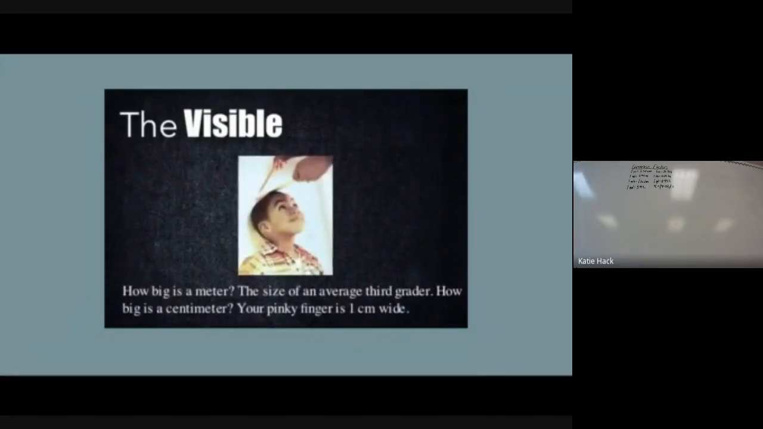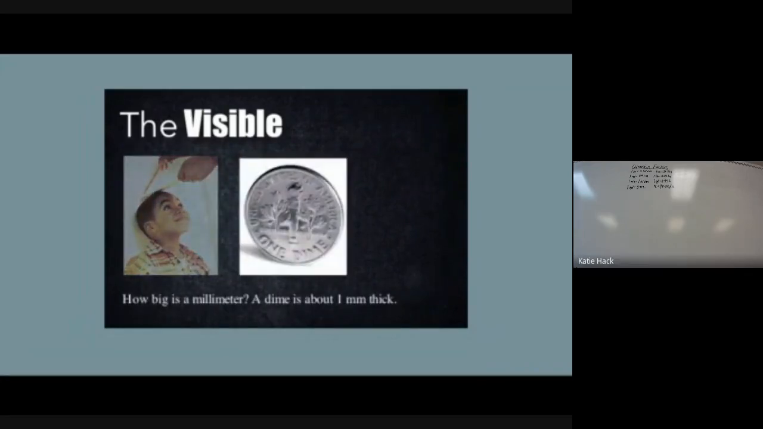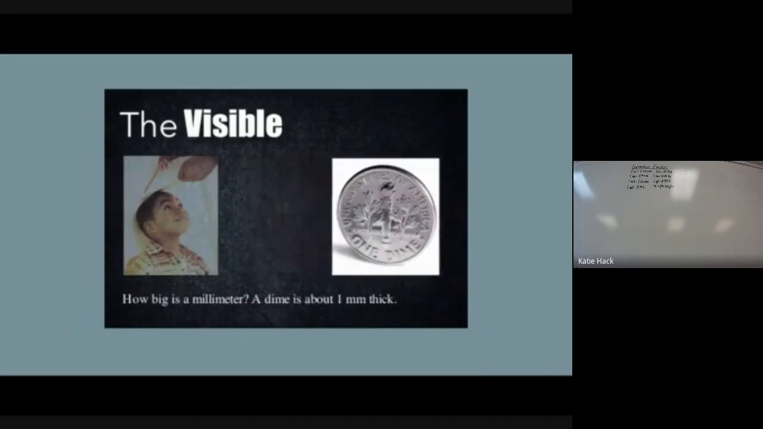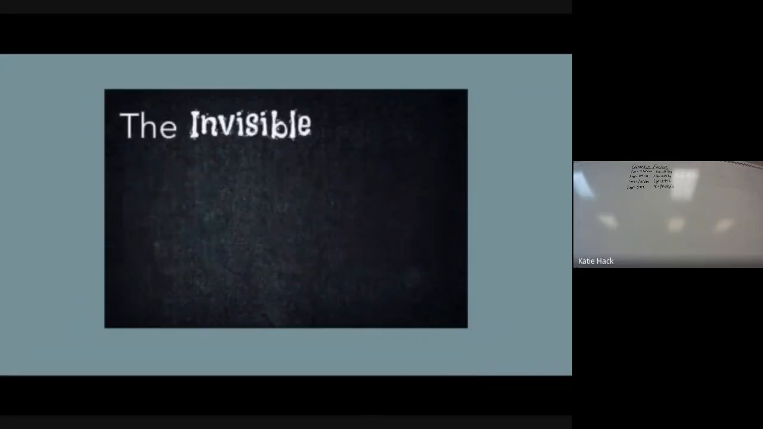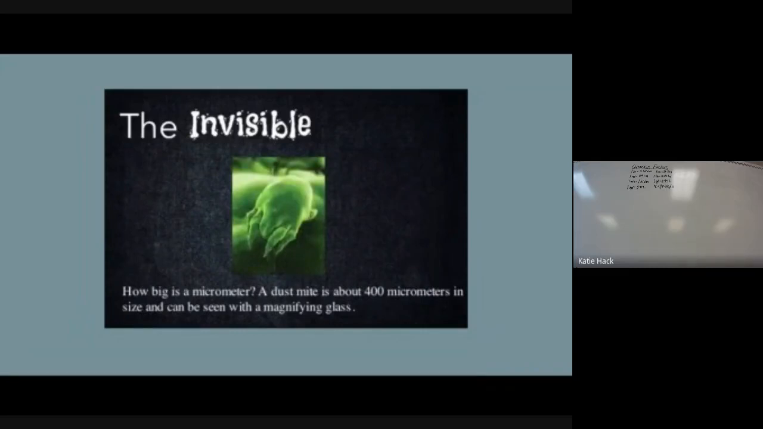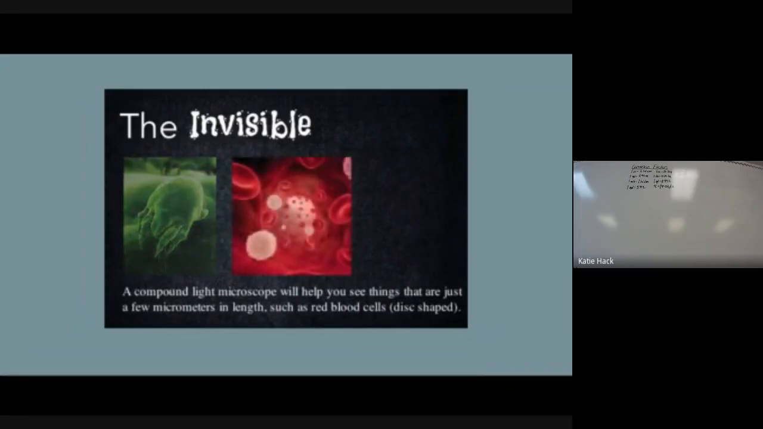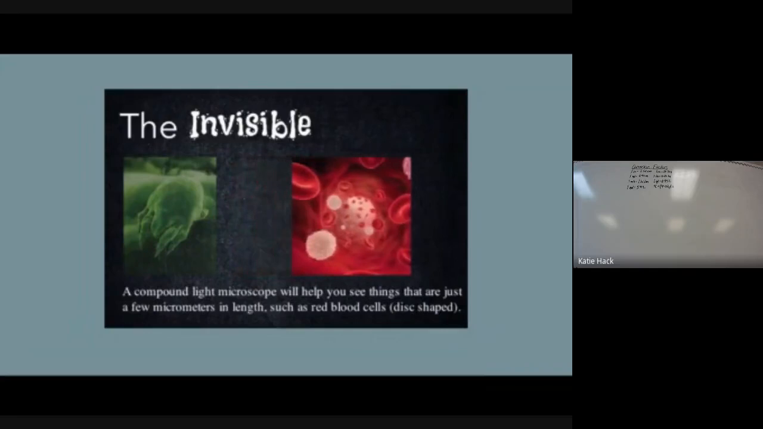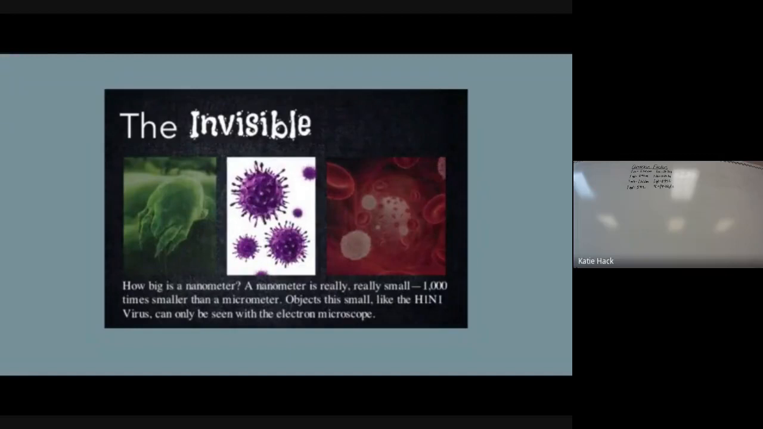How big is a meter? The size of an average, what was that, 10th grader? Yeah. How big is a millimeter? About the width of a dime. While a grain of sand can be about 0.1 millimeters. So now we're going to get into the invisible. How big is a micrometer? A dust mite is about 400 micrometers. The compound light microscope can help you see things that are just a few micrometers in length. But a virus can only be seen with an electron microscope because it is so small.